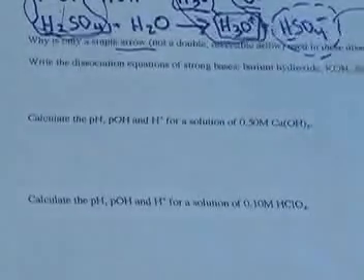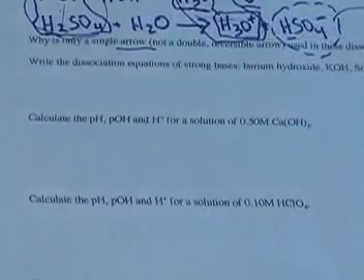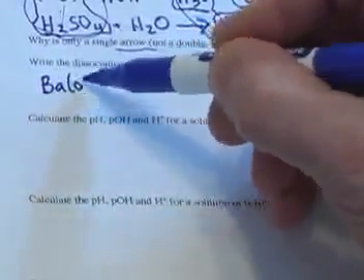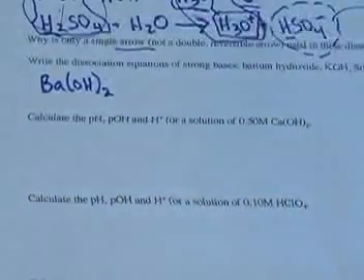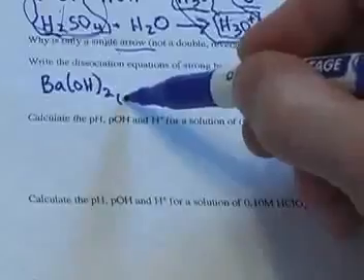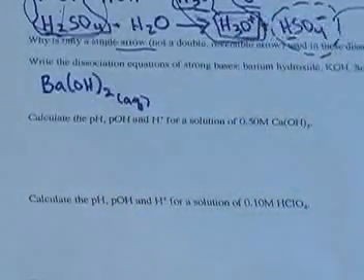Next, it says write the dissociation equations of some strong bases. Let's write barium hydroxide first. Barium hydroxide is Ba(OH)2, okay? And when we dissociate this, remember it's an aqueous solution. It says we're going to dissolve these in water.